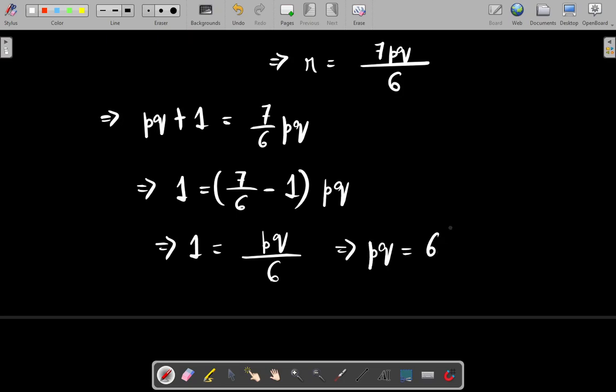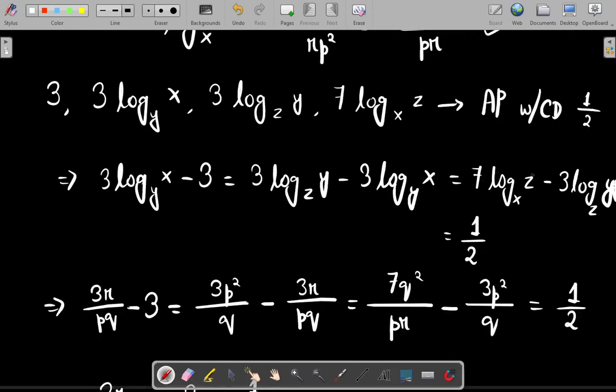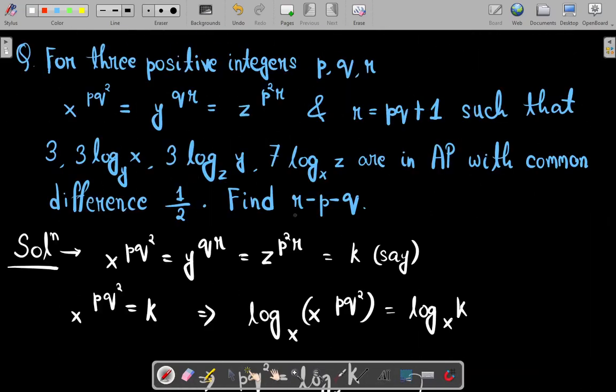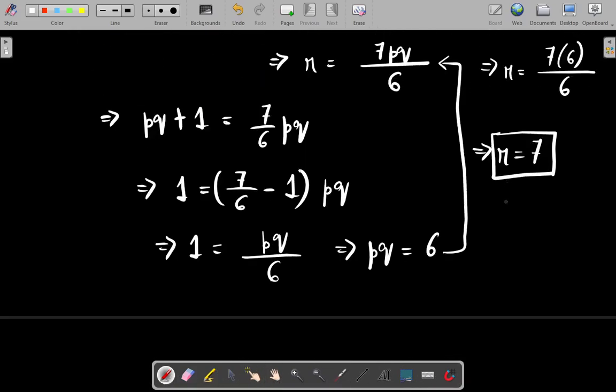So I can substitute this value again in this equation here, right? I can plug this value here. So this will give us r equal to 7 times the value of pq, which is 6, divided by 6. So this gives us the value of r is 7. So this is the first of the unknowns that we want to find out, right? We need to find the value of r minus p minus q. We have already deduced the value of r here.